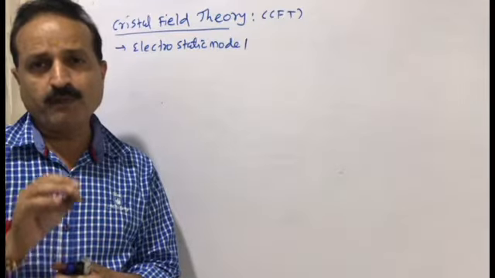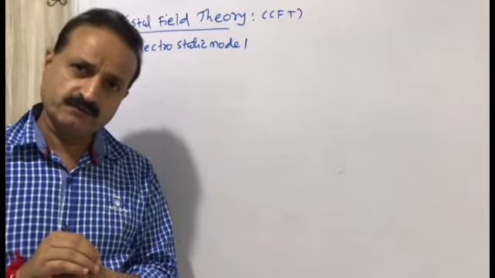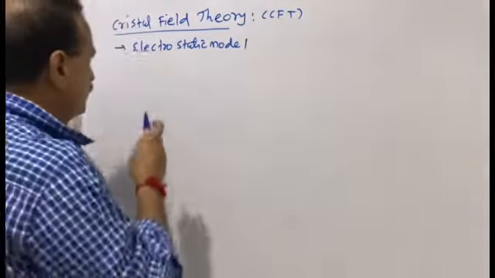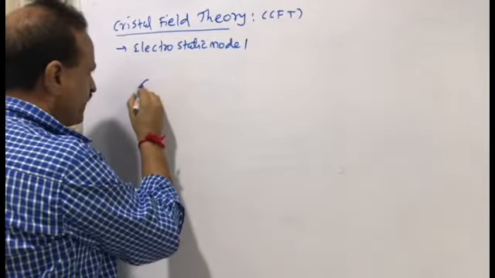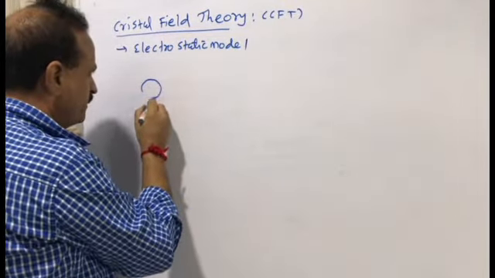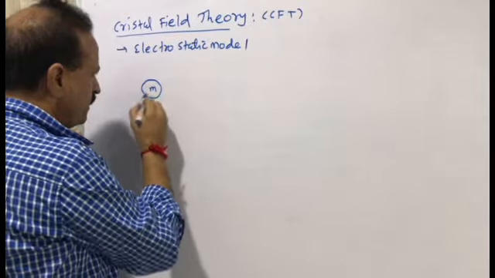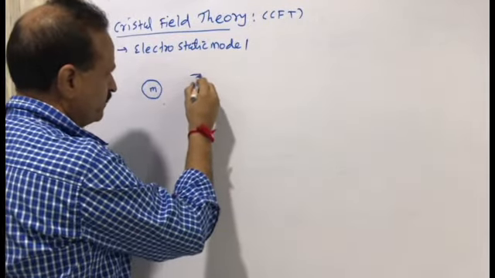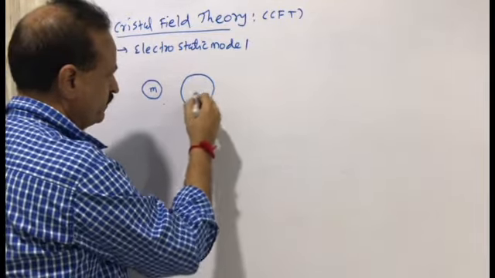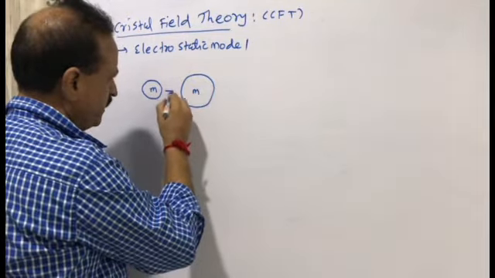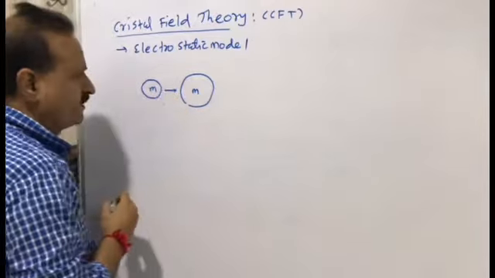With the help of a particular figure, let's see. So we are drawing the crystal field theory. This is the metal. Then we have the negative field surrounding the metal.